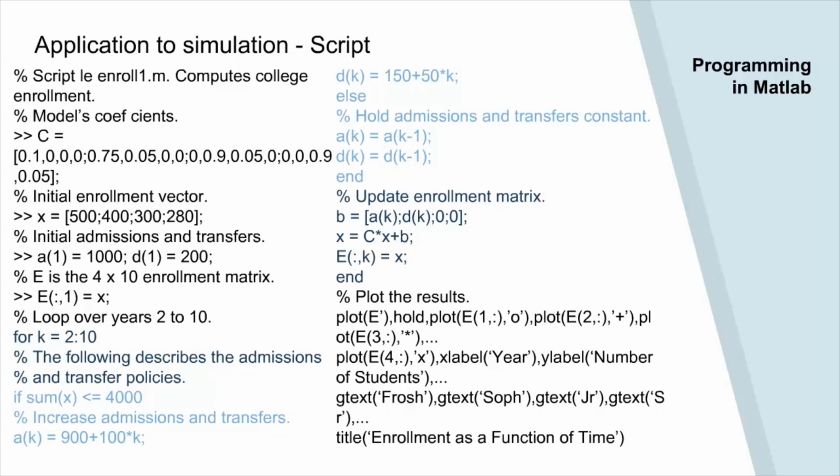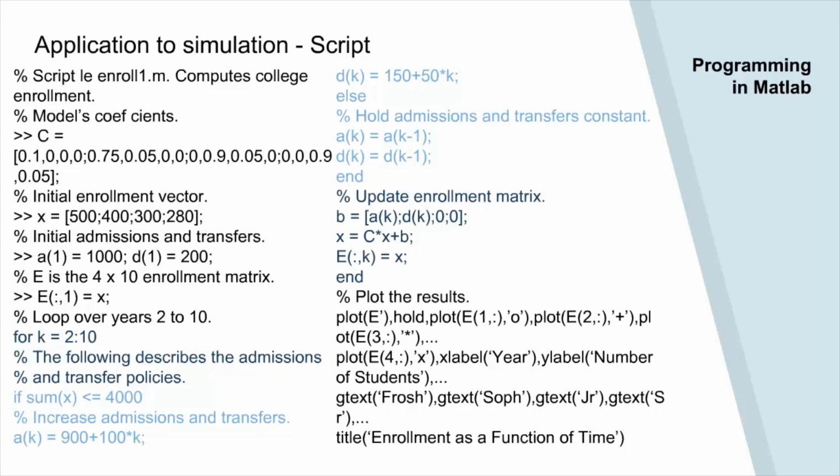Now we need to update the enrollment matrix. For that we update b as A(k), D(k), 0, 0. Now we need to calculate the new x. So this x is updated by the formula Cx plus b, and we update the enrollment matrix E simultaneously. This ends our for loop. Now we plot the same result and we label these. So this completes our script file.